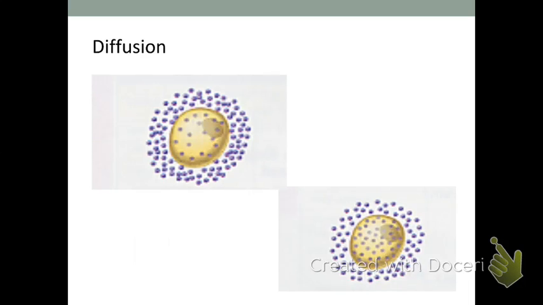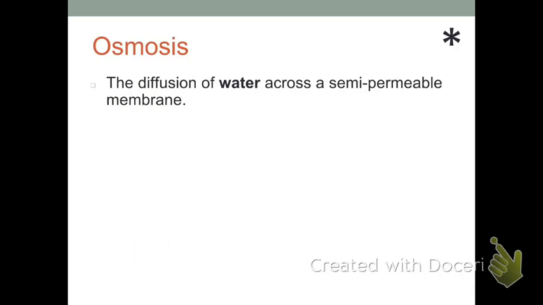Could riot. Now, osmosis is a special form of diffusion of water, and it's water across a semi-permeable membrane. So water flowing across the floor is not osmosis. All right, water moving across a membrane is osmosis.